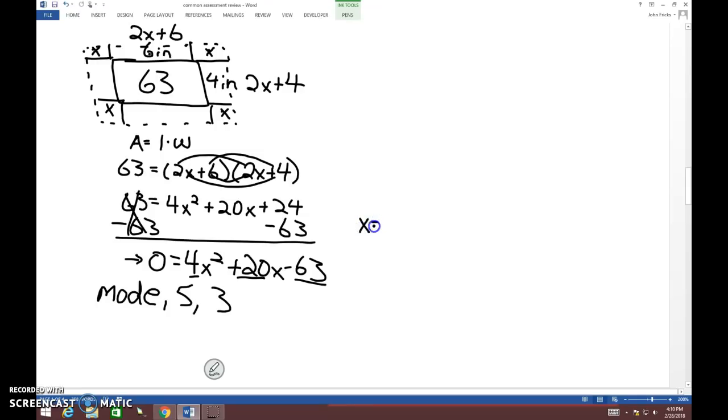I believe you get x equals 1.5, and on the other answer you get x equals negative 6.5. So here we do not want to go with a negative answer because we can't have negative distance. So x equals 1.5 will be the correct answer.